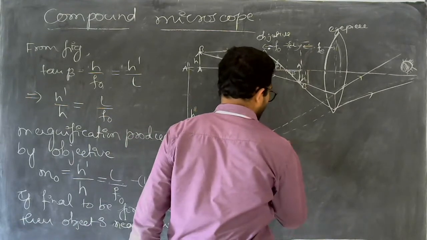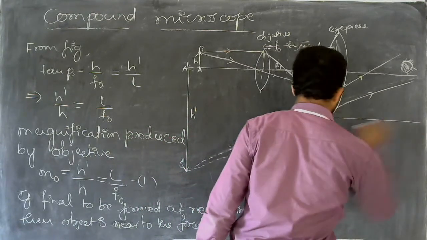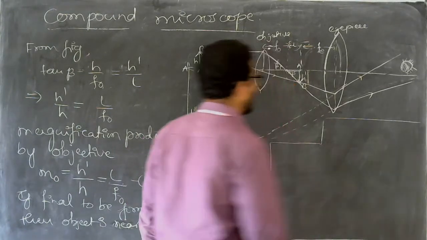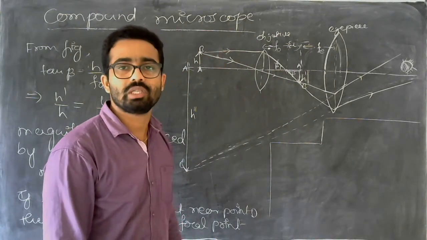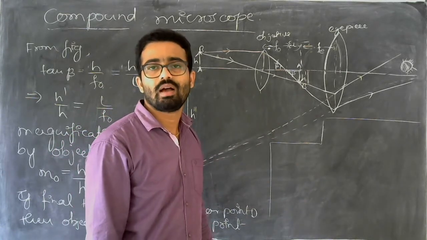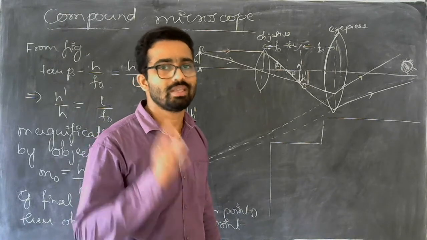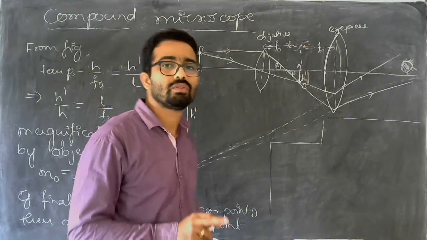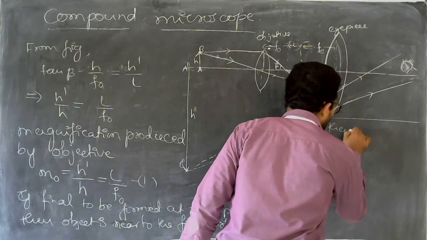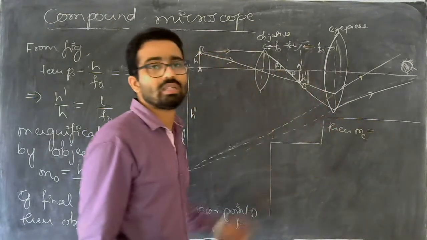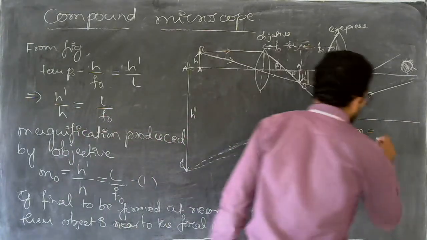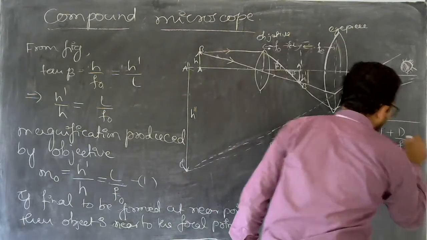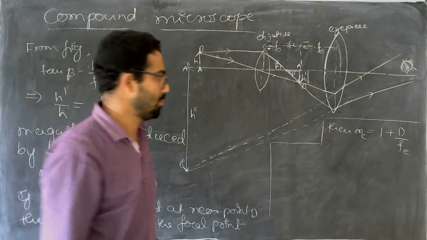Then what can we do? For the near point D, we can directly write the magnification, because we already proved such a case while deriving the equations for the simple microscope. We have seen the two cases, and there we used only one lens and proved the equation for the magnification. The image formed at the near point D gives M E equal to 1 plus D by F.